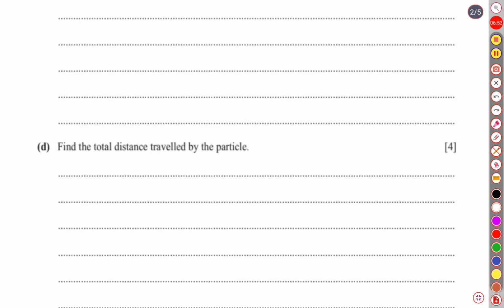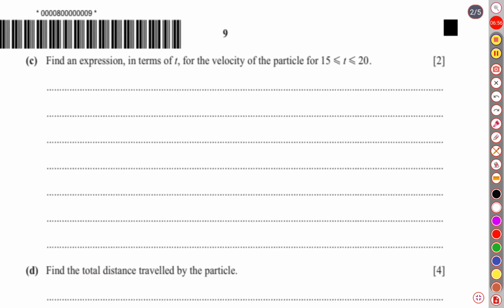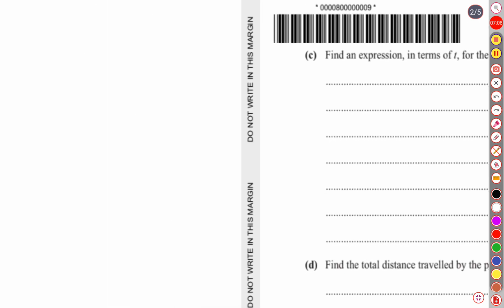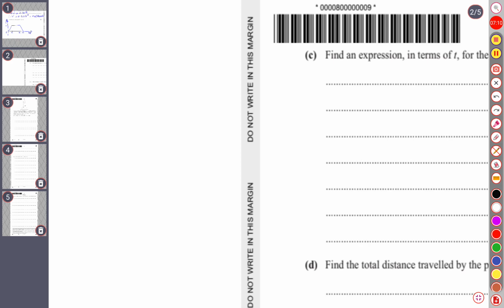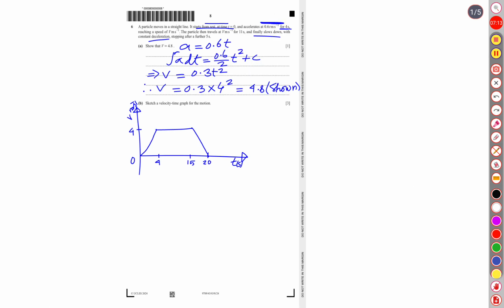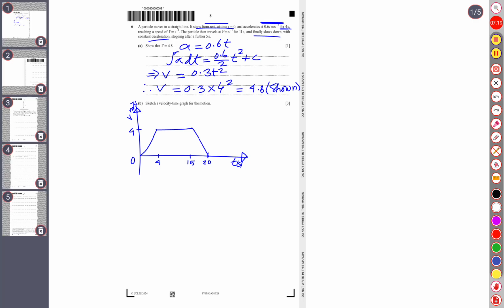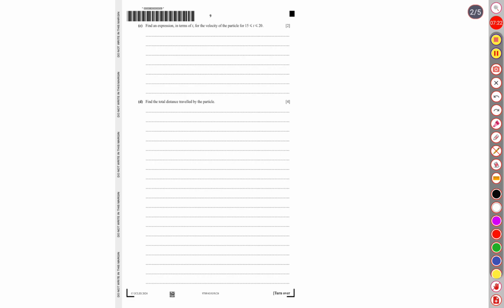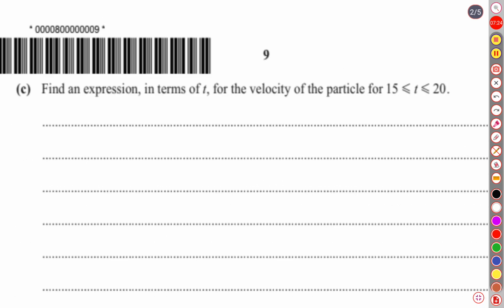C says, find an expression in terms of t for the velocity of the particle for 15 until 20 seconds. So if we draw the figure over here, for the last phase, the last phase is a triangle. If we go back to the previous page, the last phase from 15 to 20 is a right angle triangle. So let us draw the right angle triangle. It will look somewhat like this.